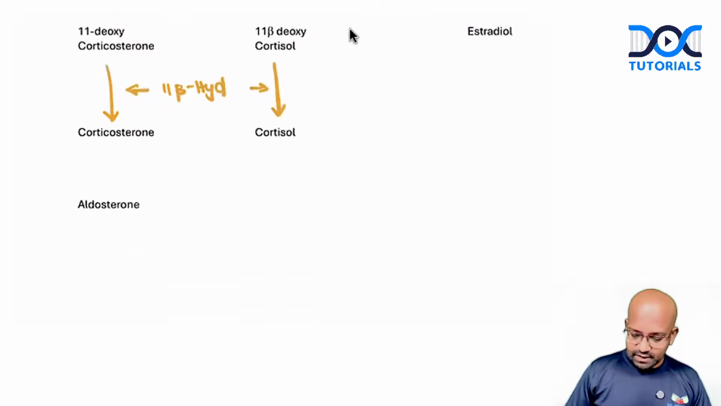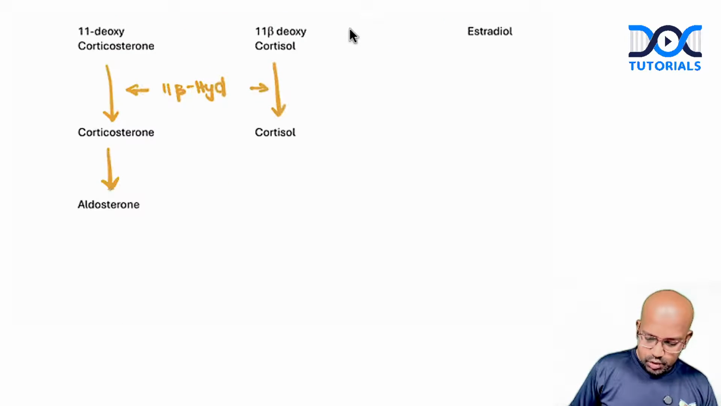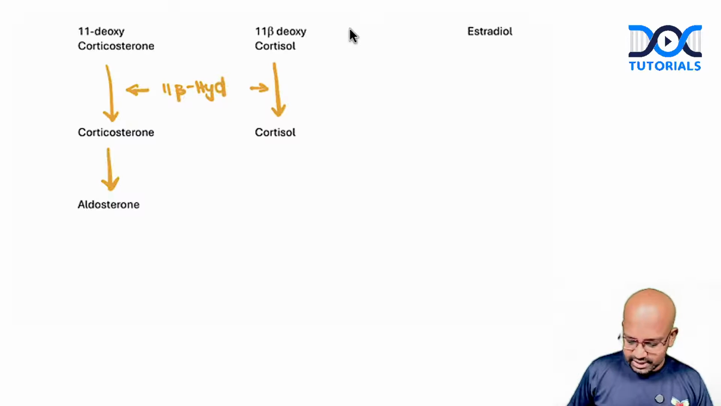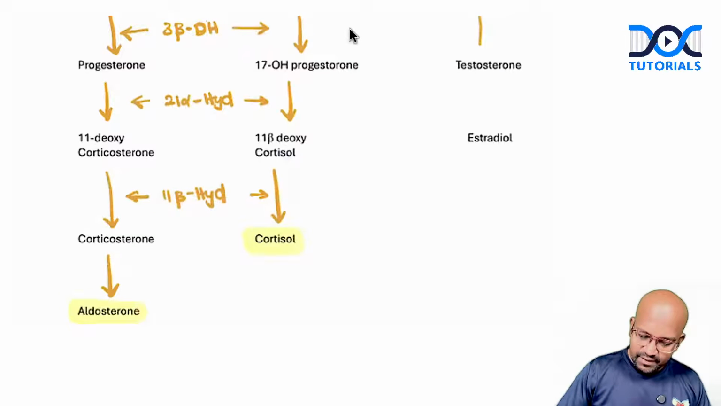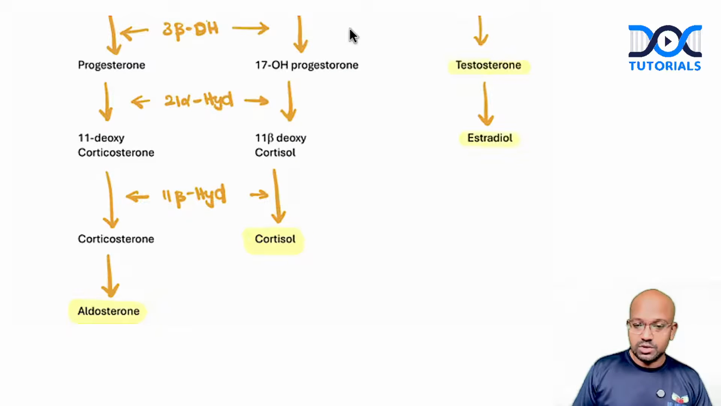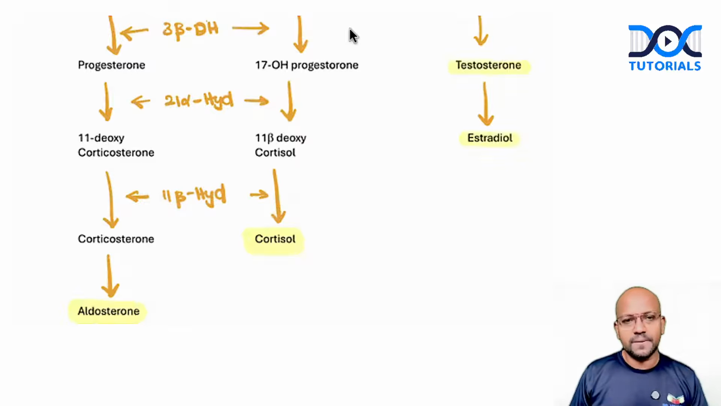Is that clear? From corticosterone, we know aldosterone will be synthesized. So we have synthesized our mineralocorticoid. We have synthesized your glucocorticoid, as we explained, the major glucocorticoid. And of course, from this DHEA, there will be synthesis of testosterone, which in turn will be producing estradiol. So the sex hormones also are going to be synthesized. Everything, the starting point is going to be cholesterol.